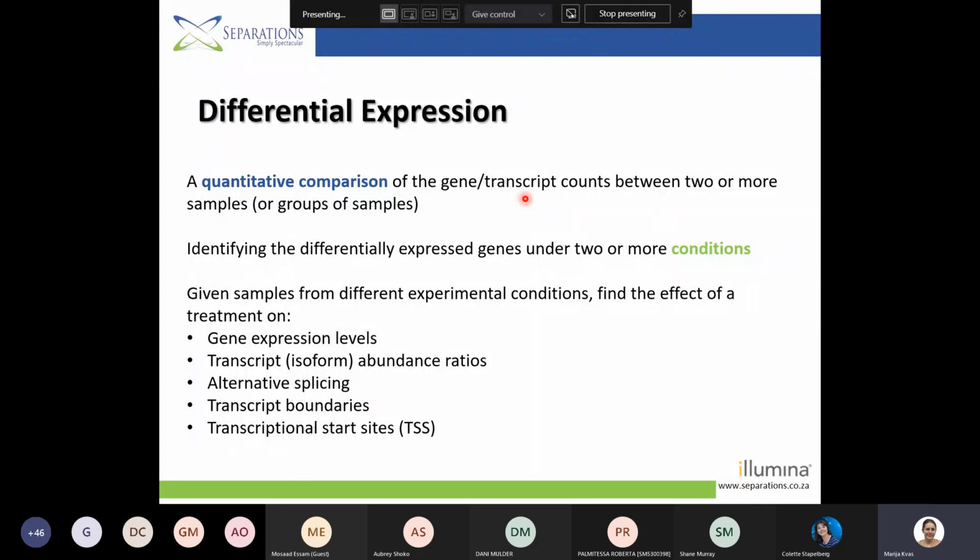So we are looking to identify differentially expressed genes at the different conditions, right? And if we're doing this, then we can discover what is the effect of that treatment. We're looking into gene expression levels. We're looking into isoform abundance ratios, alternative splicing, right? So this is what differential expression allows us to do.